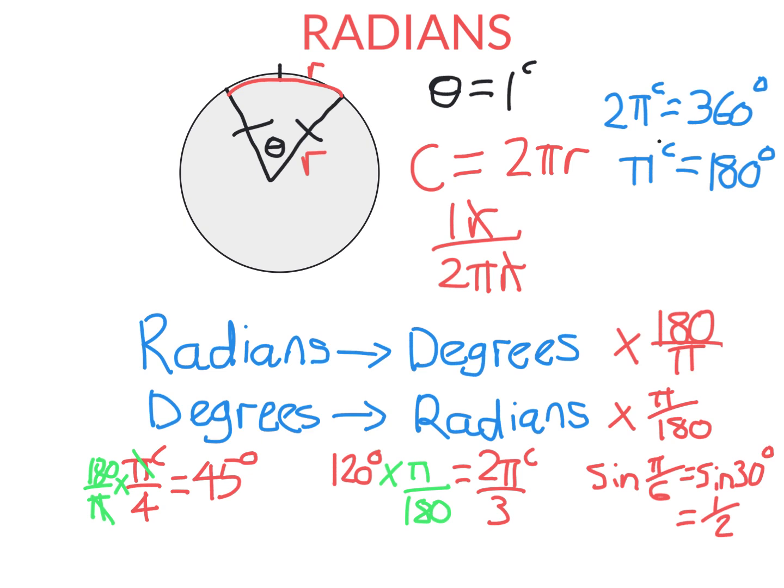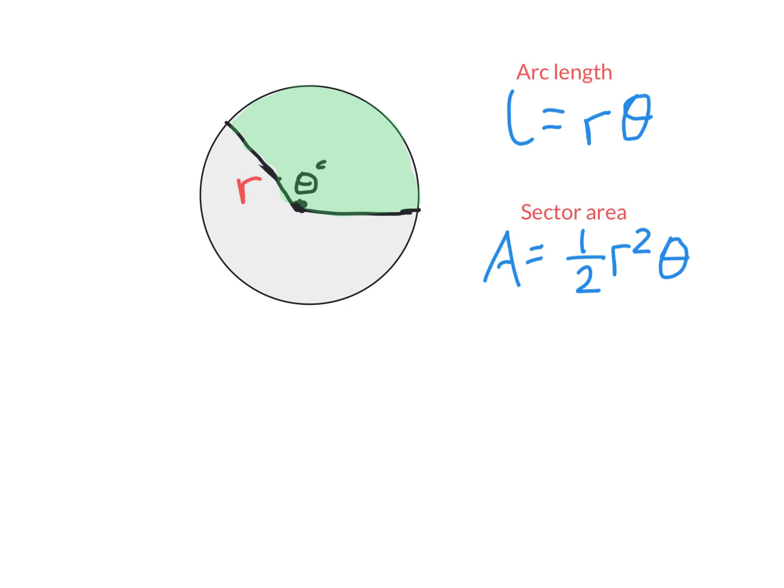So let's now use radians to calculate arc lengths and sector areas. So if we have a circle like this and the angle subtended here is in radians, we can easily calculate the arc length and the sector area. So the arc length is this length here, which we call L. It is just radius times the angle as long as the angle is in radians.